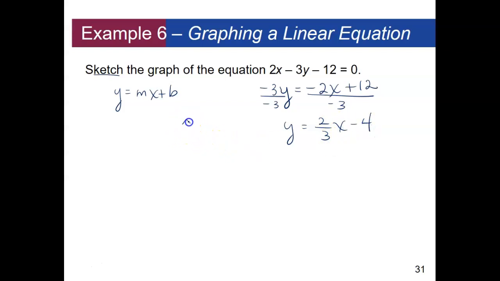Okay, so as far as graphing this goes, we're going to start at a y-intercept of -4, and we're going to go up 2 for the rise, because this is our rise and this is our run. So we'll go up 2, and we'll go over 3 and put our point, and then we're going to connect these together. And that would be the graph of this line.